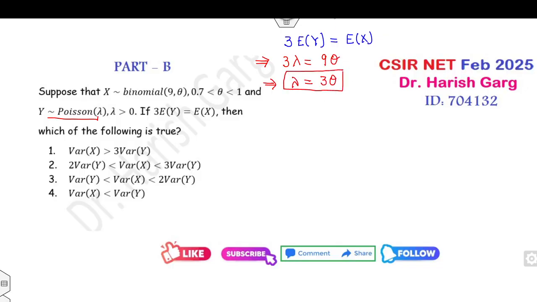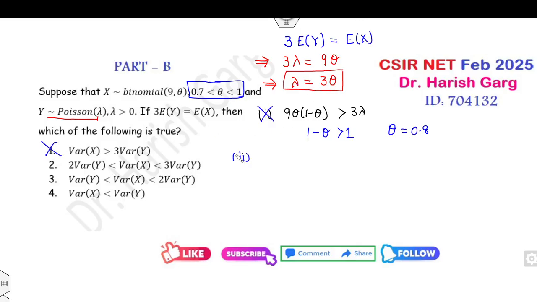Is it fine? Now look at the first option. Variance of x. Can you find the variance of x? N p into q. Is it greater than 3 times lambda? You can see lambda is 3 theta, so 9 theta cancels out. 1 minus theta is greater than 1. Is it possible? No, because if you simply choose theta as 0.8, which lies in between, 1 minus theta is not satisfied. First option cancel.